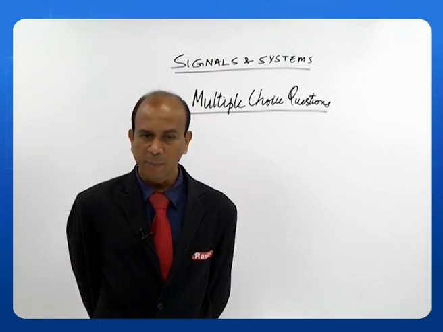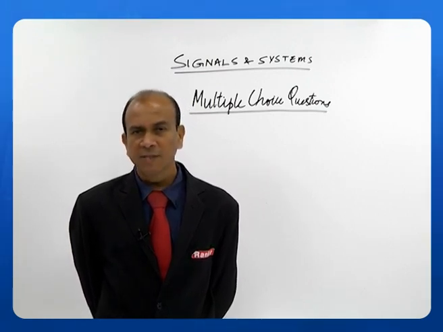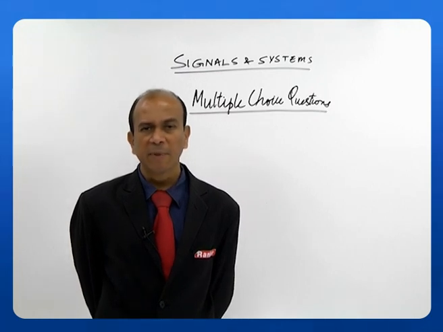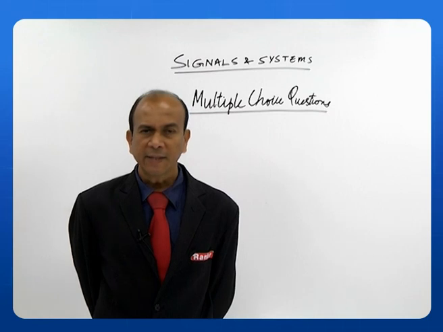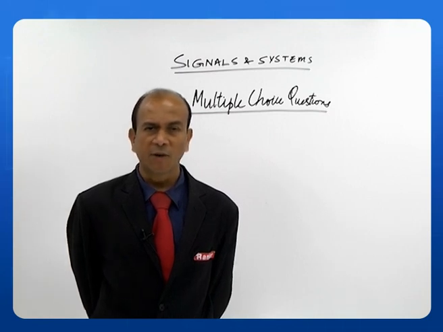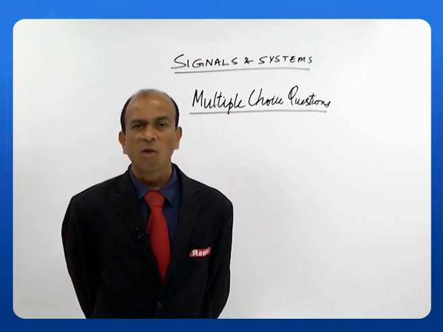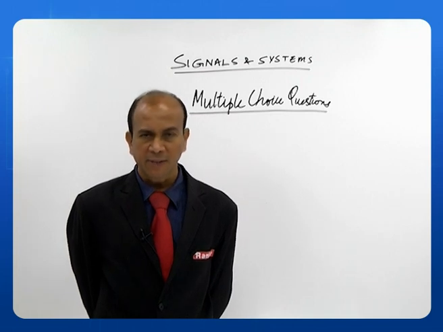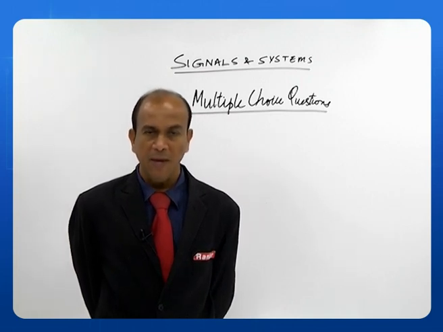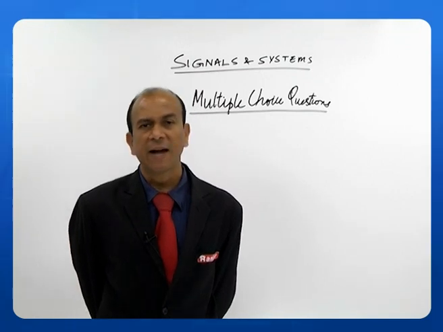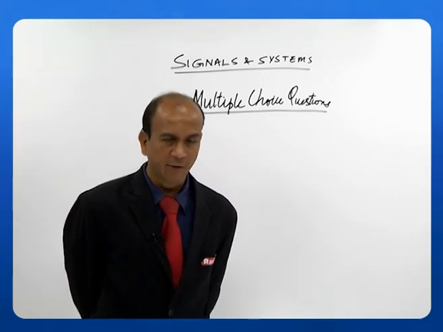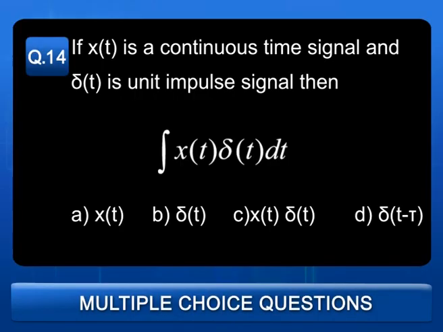So C is also eliminated. Because C is eliminated, B is also eliminated. The answer is A, that is x of t. So any signal integrated with the delta of t signal, or impulse signal, you will get the same signal, that is x of t. If I multiply with delta of t minus t naught, earlier question we have seen that it was x of t naught, when t is equal to t naught. So the answer is A.